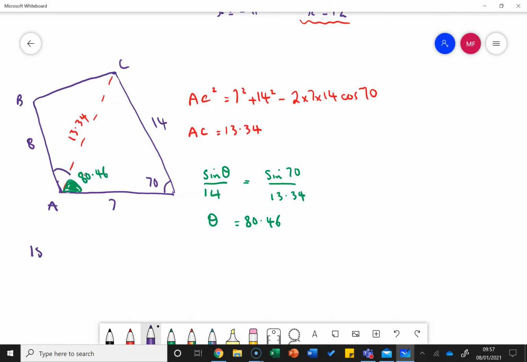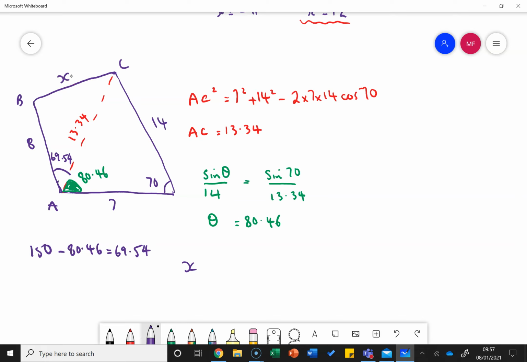So we can do 150 minus 80.46. And that is giving me 69.54. So that's that one now. Remember, we're still trying to find this BC, or x if you like. Now, can you see you've got two sides and the angle, which means it's back to cosine rule. Now, can you believe it? So this BC, I've labelled it x, so I'll use x.